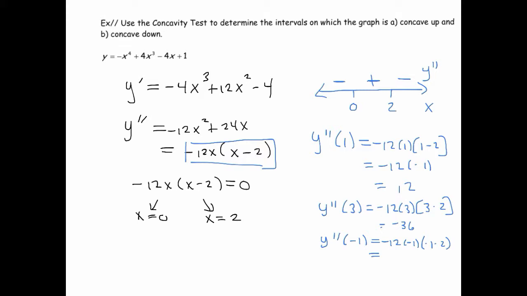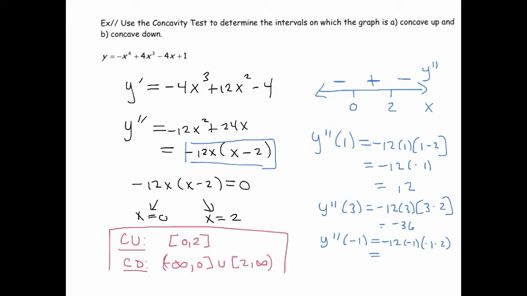Where's the graph concave up and concave down? This graph is concave up where the second derivative is positive, so on the interval 0 to 2, and concave down on the intervals where the second derivative is negative, so that would be negative infinity to 0, union 2 to infinity.